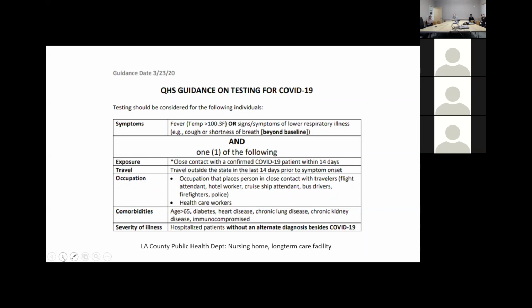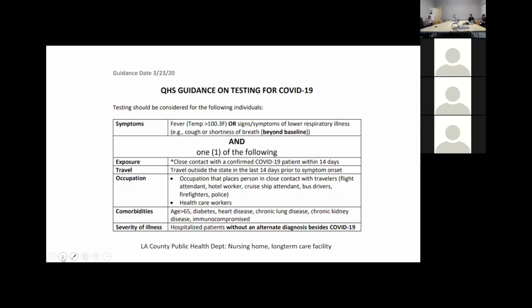And this travel risk factor has been constantly evolving, ranging from the level 3 CDC high-risk countries to really the point where there are many states in the United States that have large numbers of patients. So for us, this is constantly evolving, and our criteria now is being outside the state in the last 14 days. Then occupations that place people at high risk, so flight attendants, hotel workers, cruise ship people. We've actually put in first responders and bus drivers, and of course, healthcare workers.